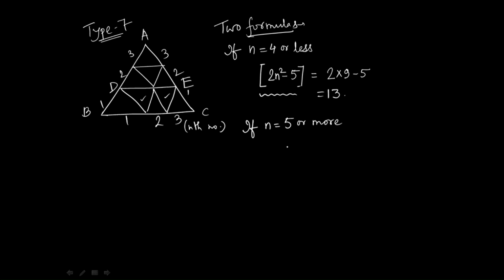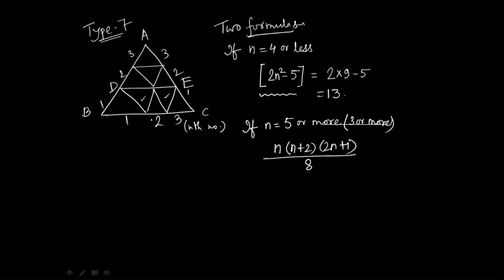If n is equal to 5, then you have to use n into n plus 2 into 2n plus 1 divided by 8. Right? Sometimes the result is in decimal. You have to take the nearest whole number. Okay? So this is applicable not for 5 or more, but for 3 or more.